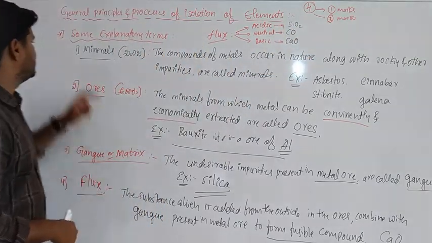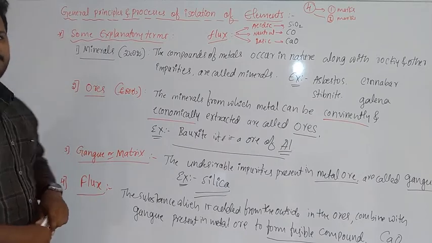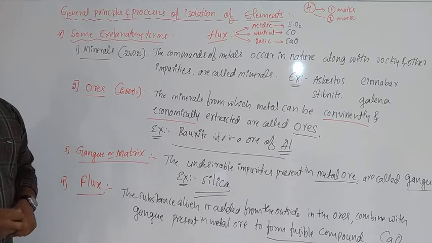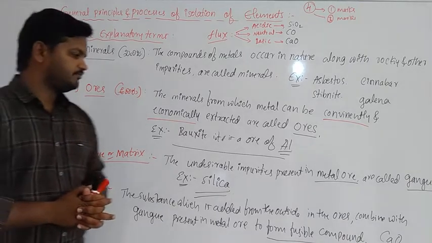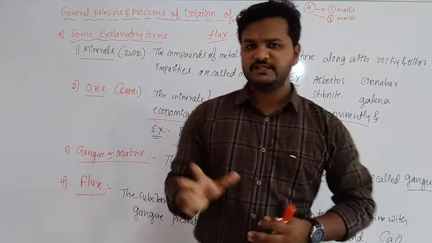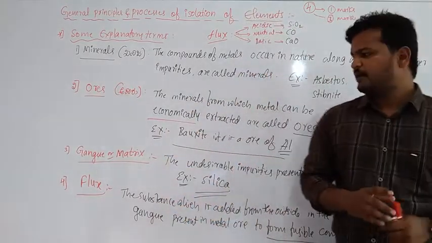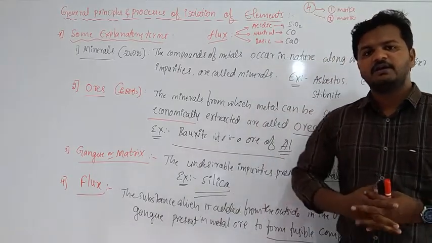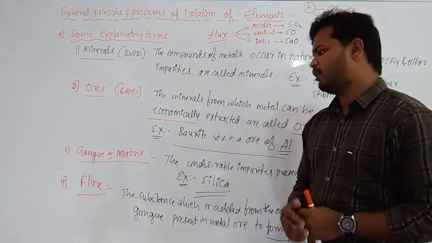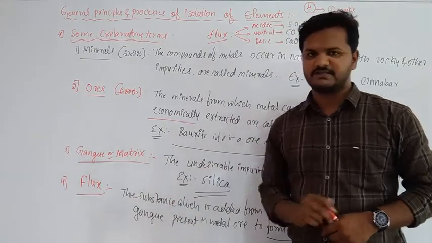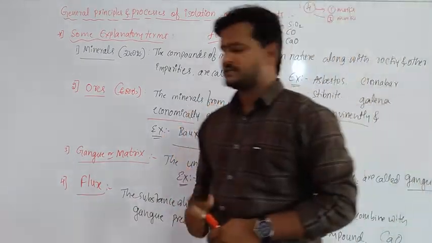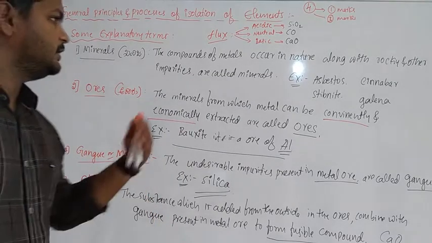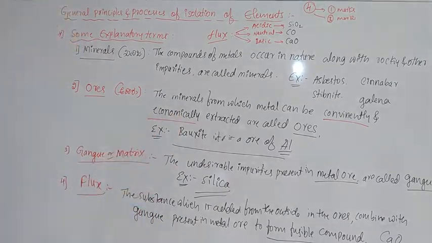So this is about minerals, ore, gangue, flux, and one more important explanatory term, that is slag. Slag is a fusible compound formed by the combination of gangue and flux. Okay, so let us take that one, and next we will move to the slags.